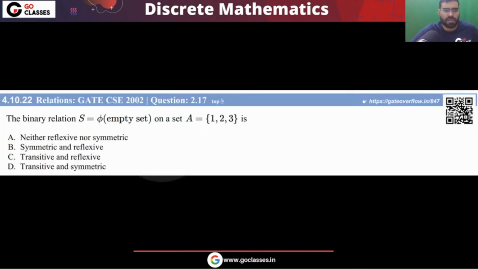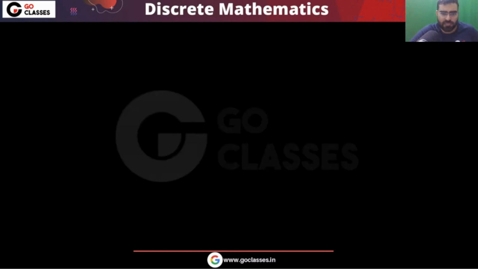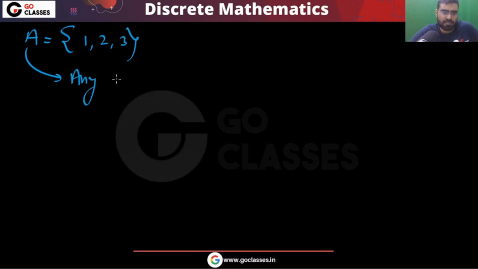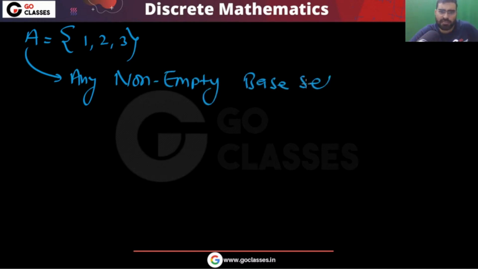Let's see this one. The binary relation, the empty relation on the set 1, 2, 3. What properties does it have? You have the empty relation on set 1, 2, 3. You can easily see that this A can be any non-empty base set, it may be 1, 2, 3 or any. By default the base set is always non-empty.